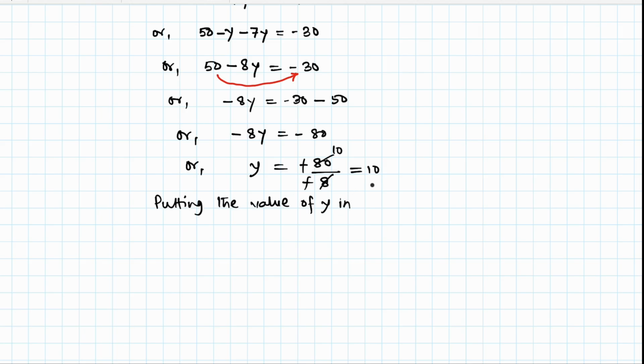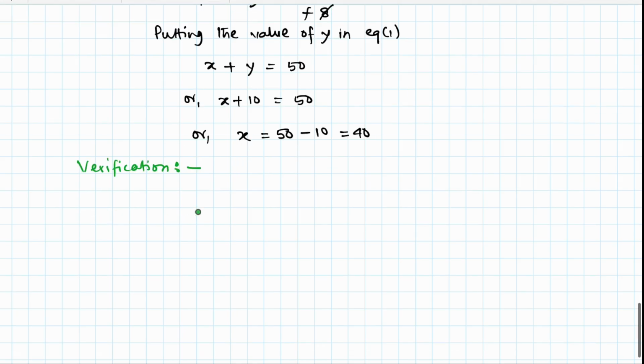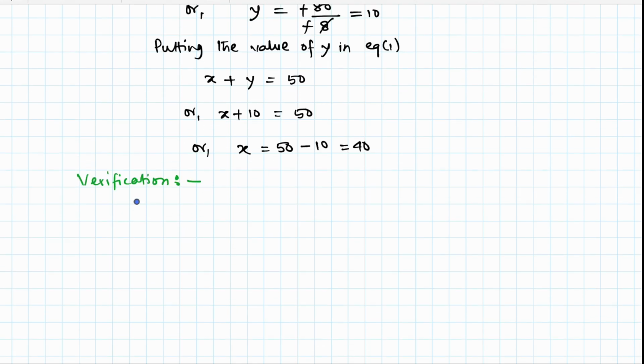Now putting the value of y in equation 1 to get the value of x. So x plus y equals 50, x plus 10 equals 50, and x is equal to 50 minus 10, which is equal to 40. Now we get the present ages of both: 40 for the father's age and 10 for the son's age.